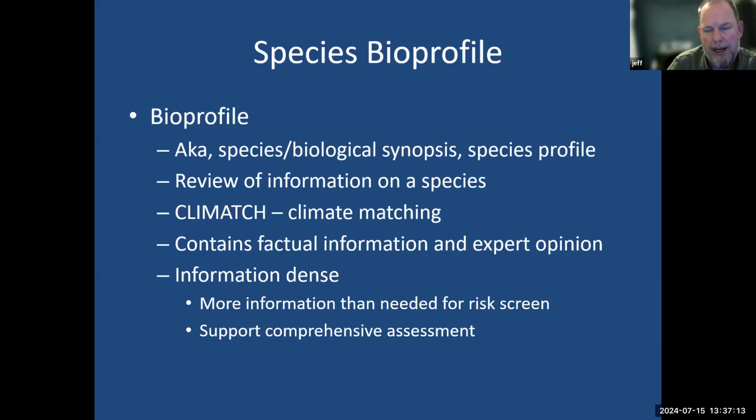So you're going to gather that information typically, and as a literature review, you're going to do something that may inform us about the suitable area. So in the risk assessment area, is there suitable habitat, suitable climate? We often use a CliMatch, which is a climate matching program, and I'll mention that again. So this bioprofile contains a lot of factual information. It also contains expert opinion.